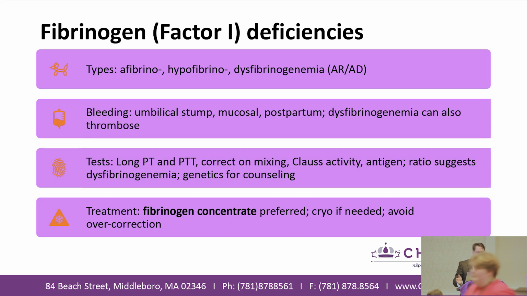And how do we make it better? We can give you some normal fibrinogen. There are concentrates that are made. There are 2 different brands available in the US. Or we can use something called cryoprecipitate, which is when you take plasma, you freeze it a little bit, and it comes to the top, and we can pull that off. That has a lot of fibrinogen in it. But we don't want to give too much and then lead into a clot.